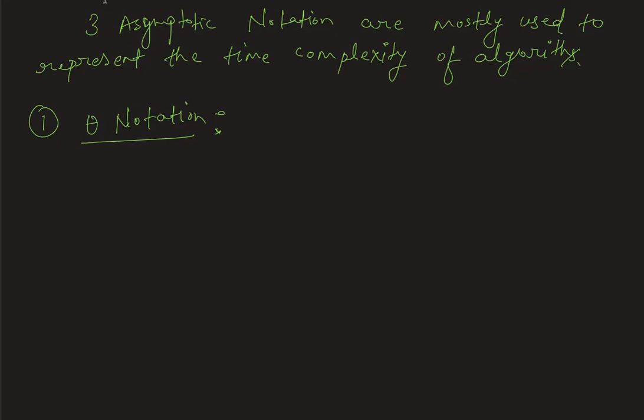A simple way to get the theta notation of an expression is to drop low order terms and ignore leading constants. Here we follow a simple rule: we drop low order terms and ignore the leading constant which we have encountered in an expression.